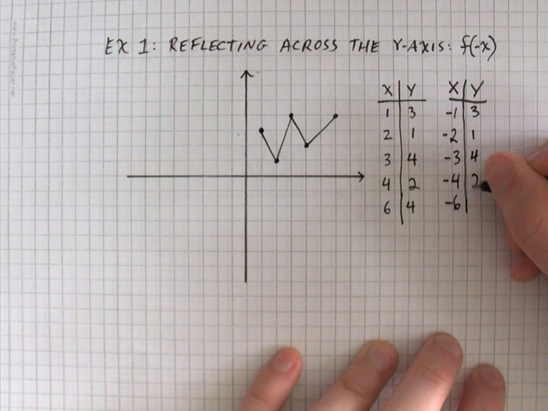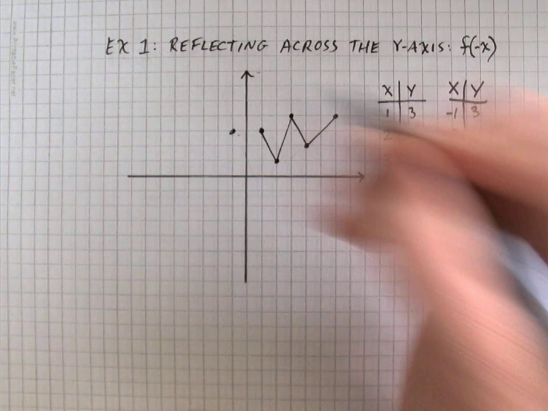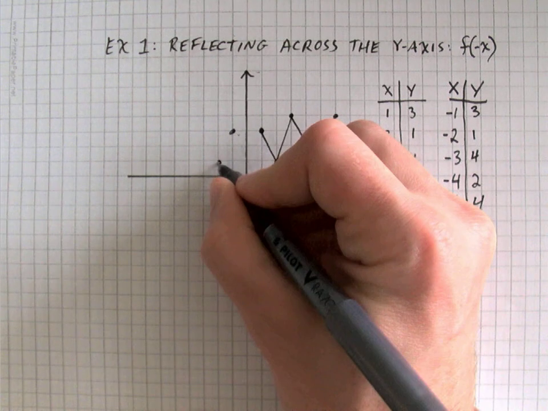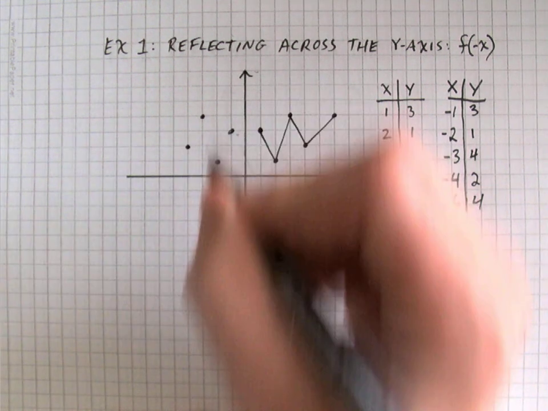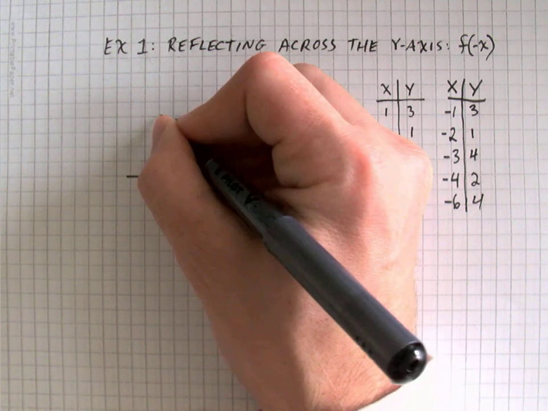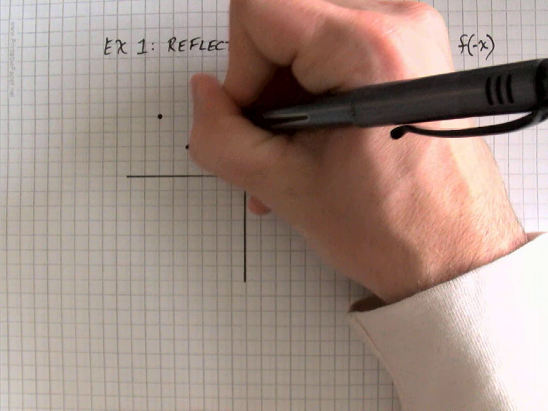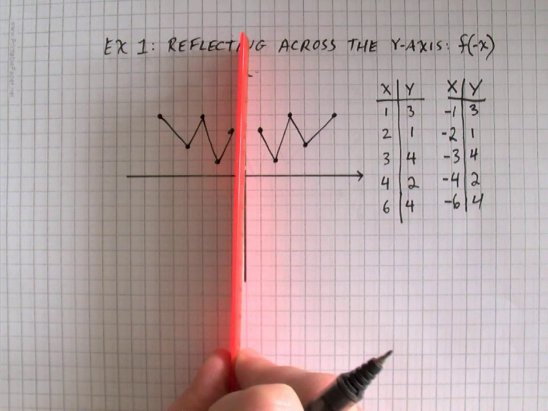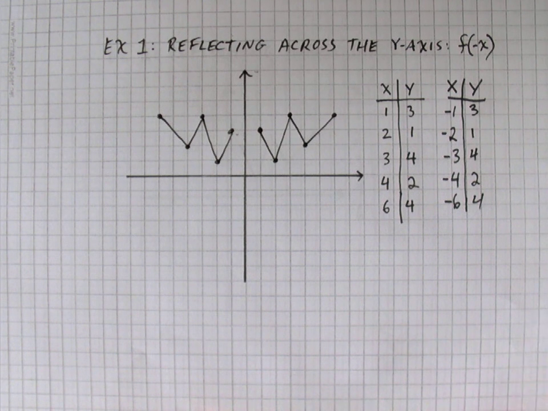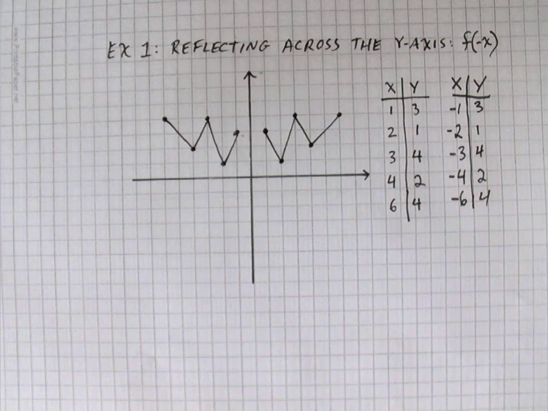And if I just go and plot these new points, -1, 3, -2, 1, -3, 4, -4, 2, and -6, 4, you can see that the image that I get still maintains the general shape of the W. It's just been mirrored across the y-axis. So if you're mirroring a different function from our library, you just want to imagine sort of folding the paper in half this way and what it would look like.